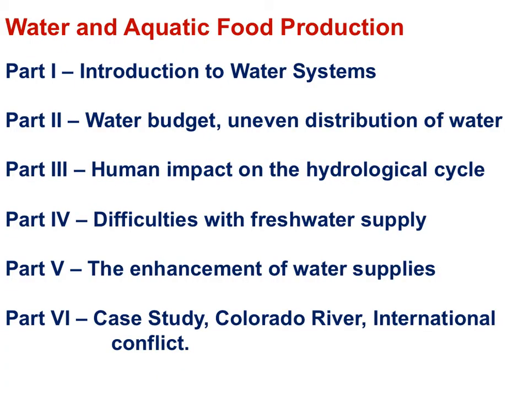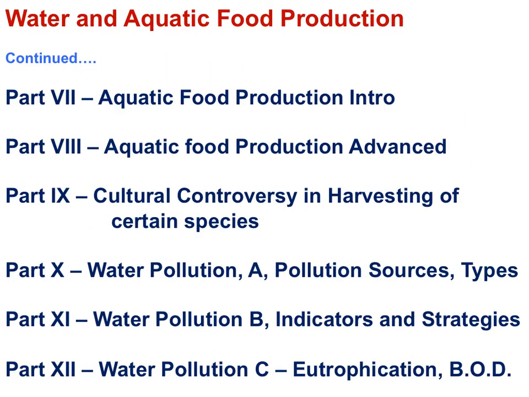Here is the first of 2 slides that outline the available movies in the Water Aquatic Food Production Unit. Use this outline to find the movie you need to review. This movie is outlined on the next slide. Here is the second of 2 slides that outline the available movies in the unit. Use this outline to find the movie you need for review. This movie is focused here.